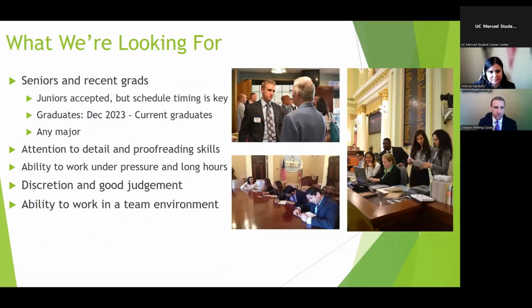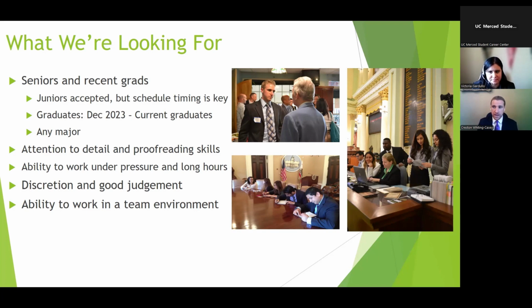So what we're looking for, the ideal situation, is seniors and recent graduates, just because there's probably going to be little to no conflicts in your schedule. We can accept juniors, and we even accepted a sophomore one time, but they made a crazy amount of scheduling maneuvers to make it work, because remember, we don't offer any exceptions to take classes during the day. So as long as you're able to meet those requirements, we're willing to work with you. But obviously, again, no exceptions in that regard.